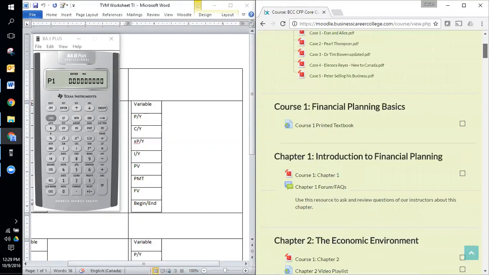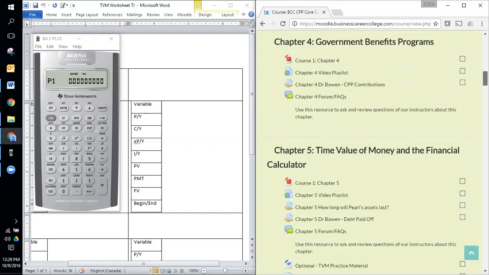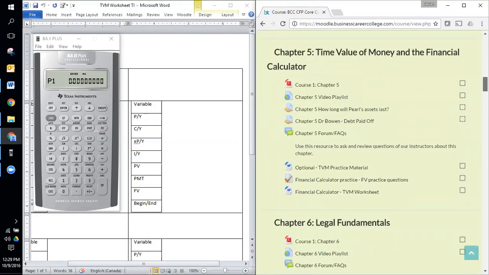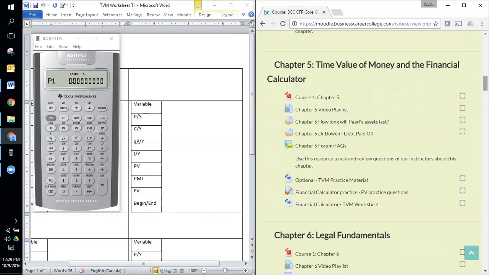So I'm logged into our study site over in the right-hand window here. And if you just scroll down, for those that are studying the CFP core curriculum with us, you'll see on the right side here what should look familiar. So this is Chapter 5, Time Value of Money in the Financial Calculator. So there are a few things here. There is some practice material you can download, which is sort of more robust questions, talks through keystrokes and so forth. There is a time value of money worksheet, which is a Word document you'll see just over on the left side here. And that's exactly what that document is.